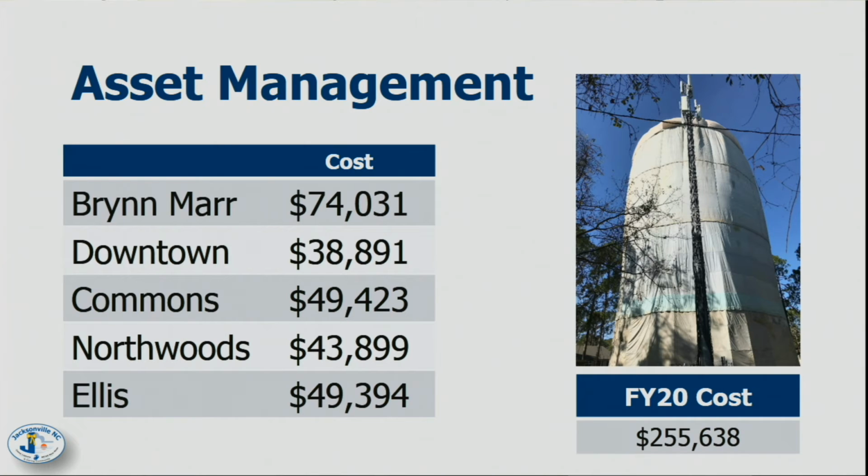This is the cost associated. This is an annual cost. You can see that right now we're around $255,000 for the tanks that we have. All of these tanks have been painted once. They have been drained and cleaned inside. And you can see that they're responsible for all of the maintenance and all of the painting associated.